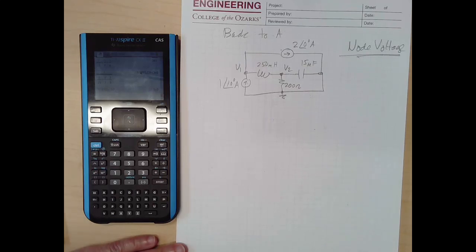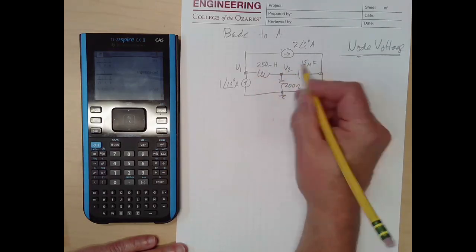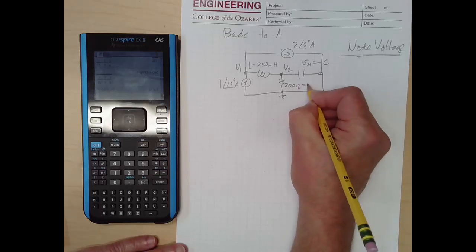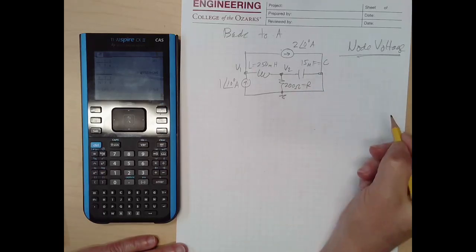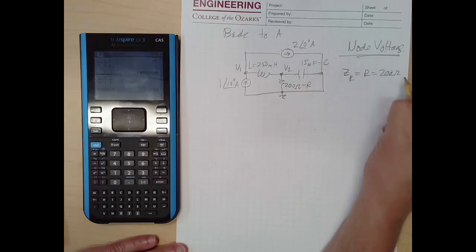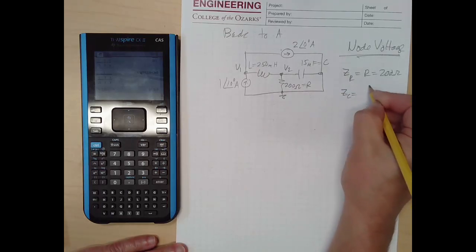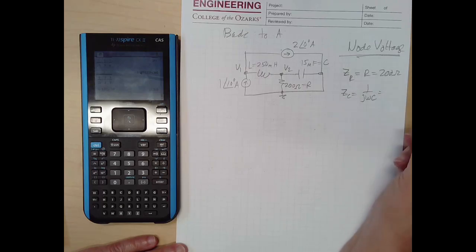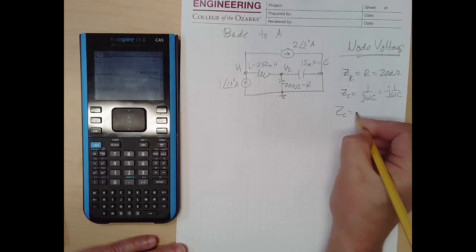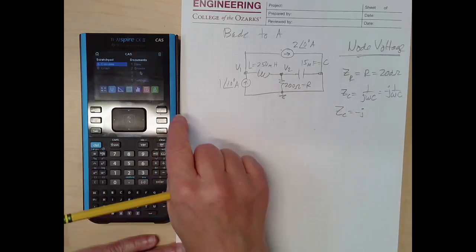Well, looking at this, we can't have R's, L's, and C's mixed together, right? We need to have them all be ohms. So we need to make them Z's, because this is an inductance, this is a capacitance, this is a resistance, but we want them all to be impedances. So easy one first, Z of the resistor is just R, 200 ohms. Z for a capacitor is 1 over j omega C, or negative j over omega C, thinking about multiplying top and bottom by j to get the negative. So Z of the capacitor is negative j.